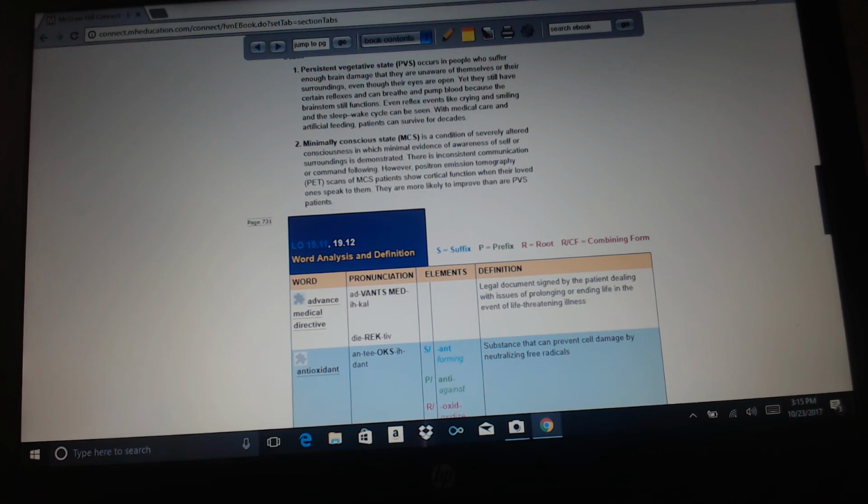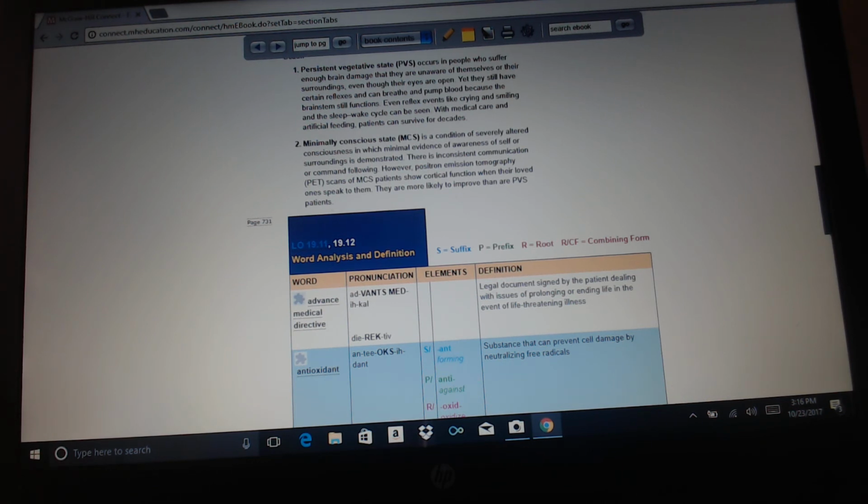occurs in people who suffer enough brain damage that they are unaware of themselves or their surroundings, even though their eyes are open. Yet they still have certain reflexes and can breathe and pump blood because the brainstem still functions. Even reflex events like crying and smiling in the sleep-wake cycle can be seen. With medical care and artificial feeding, patients can survive for decades.